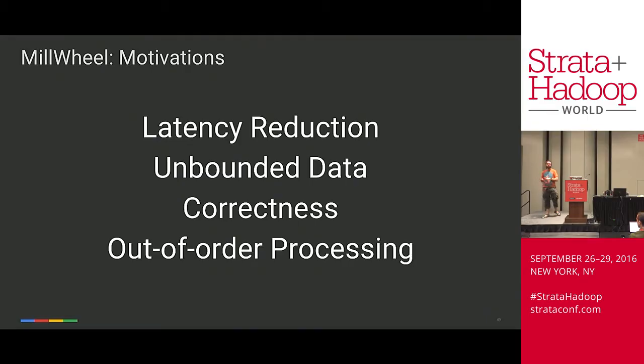And 2 was out-of-order processing. We knew that the nature of distributed data sets was that in a lot of cases, you were not going to be able to get your data in order, but in order to provide correct results, you're going to need to provide tools to deal with that.